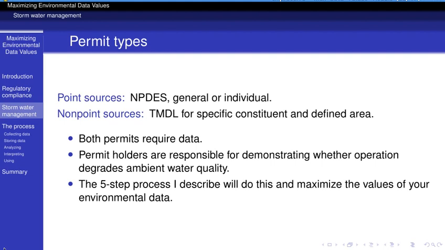For both of these management approaches, the only way to measure the status of a receiving water body's chemistry is with data, and you, as a discharge permit holder, are responsible for demonstrating whether your operations affect water quality. The process for doing this is implementing the 5 steps that maximize the value you gain from permit compliance monitoring.